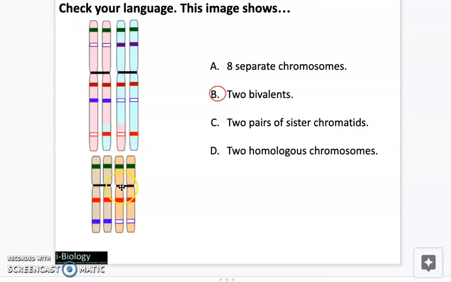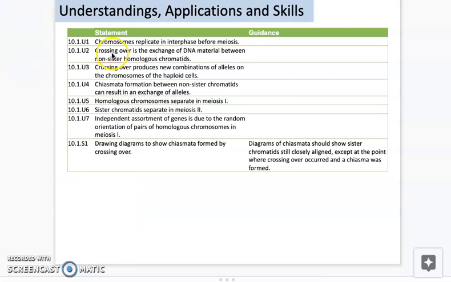Okay, why are they not 2 homologous chromosomes? Because we actually have 4 chromosomes. So 2 homologous chromosomes would be these 2 chromosomes, right? These are also homologous chromosomes. There's 2 of them. 1, 2. I'm going to go back to this first slide so we can see what have we actually covered so far.